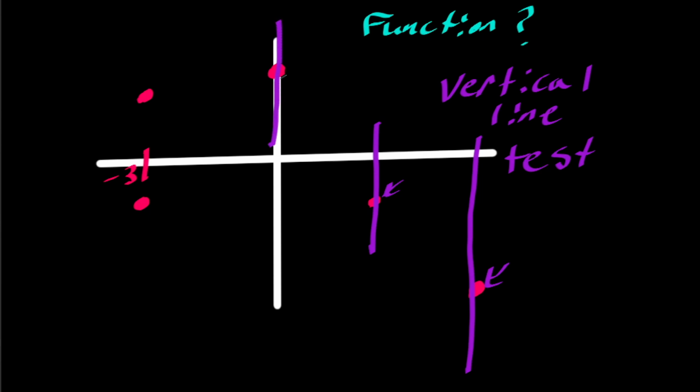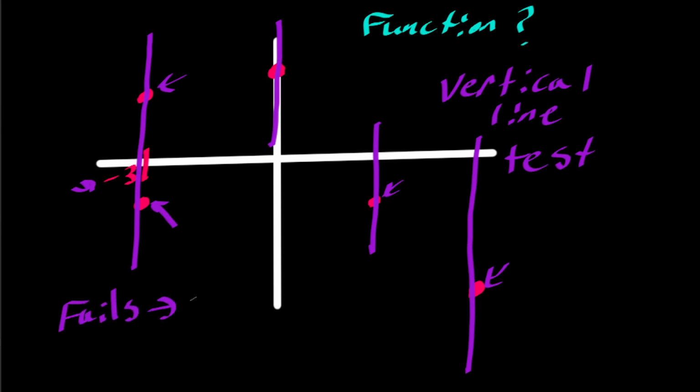Same thing for this point. If I intersect it with a vertical line, I'm still good to go. The issue would be these two. If I were to draw a vertical line at x equals -3, I'm crossing these two points at the same time, and that fails the vertical line test. So we would say, no, this is not a function.